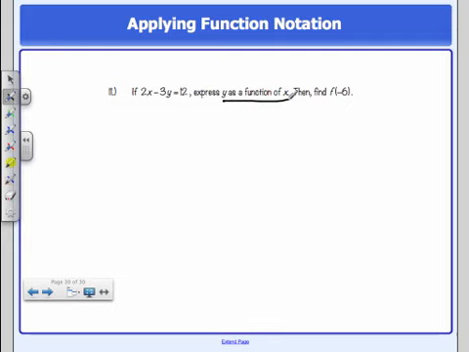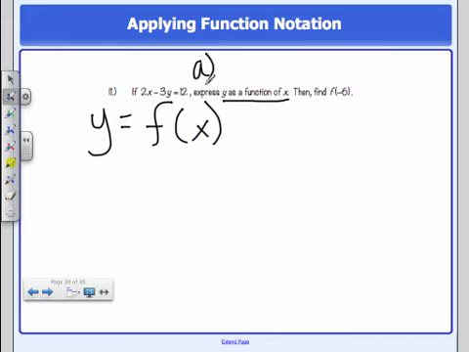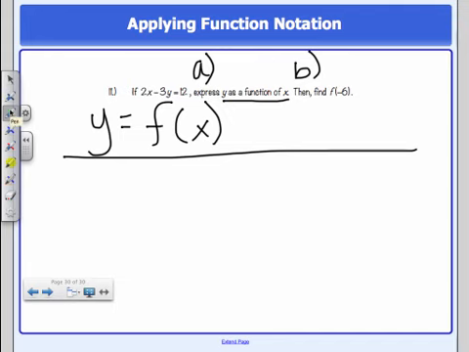So remember, I'm going to replace the y with f of x. There's two parts to this question. Part A is asking me to express y as a function of x, and part B is saying, then find f of negative 6. So let's go ahead and do part A to begin with. If I'm going to express y as a function of x, I have to isolate the y. So let's go ahead and isolate the y.